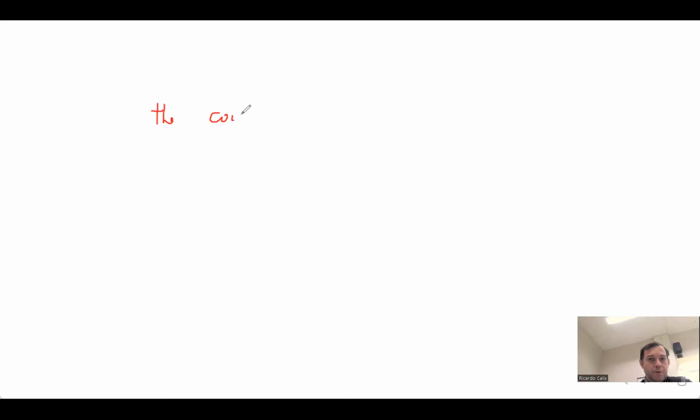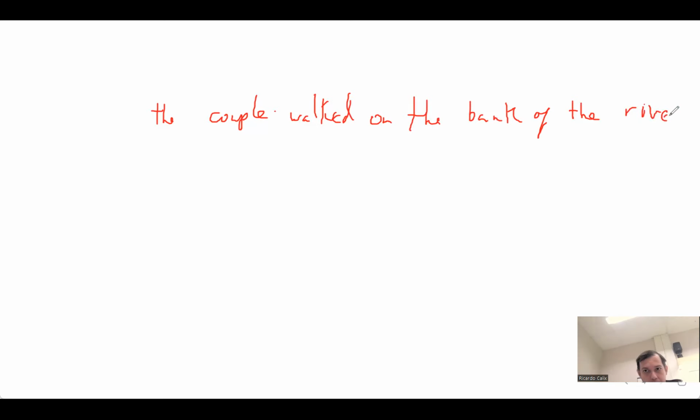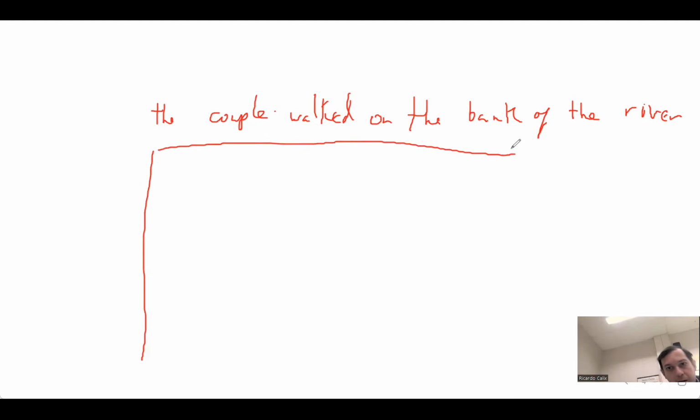The couple walked on the bank of the what? The couple walked on the bank of the river. You see that? Imagine that's 40 tokens, okay? I'm not going to put the padding. Then what do you have? So this is the attention matrix. It's basically a matrix that is 40 by 40.